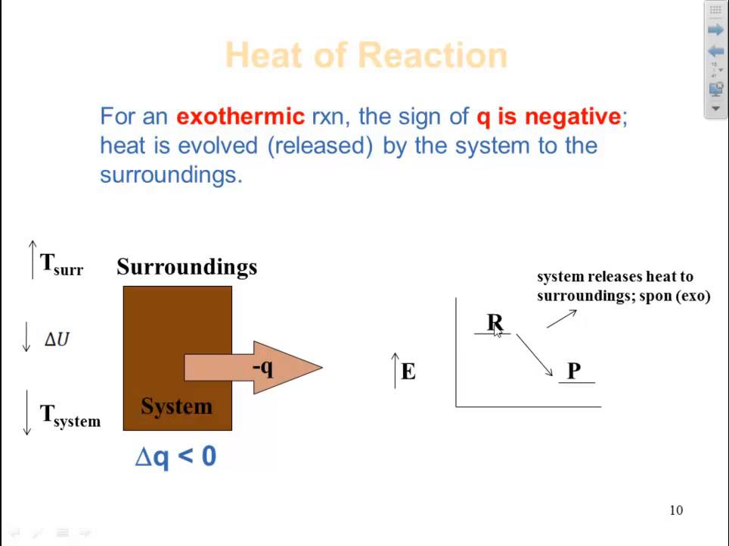The reactants are going from a higher energy level to a lower energy level, therefore you're releasing energy to make that happen. Therefore this is a spontaneous reaction.